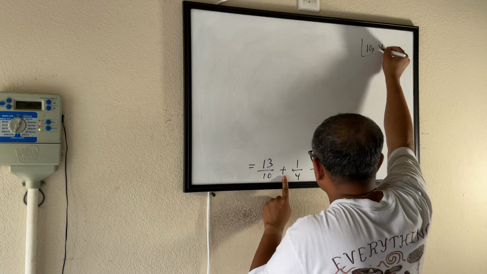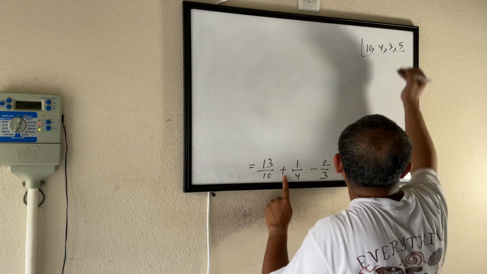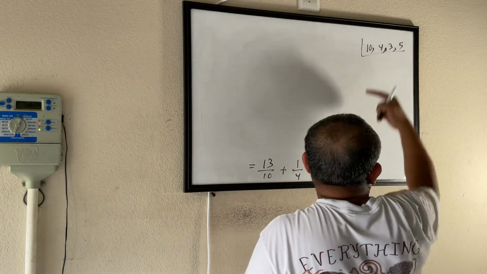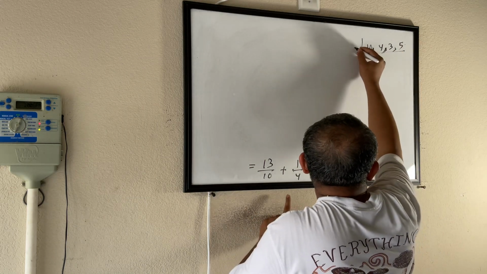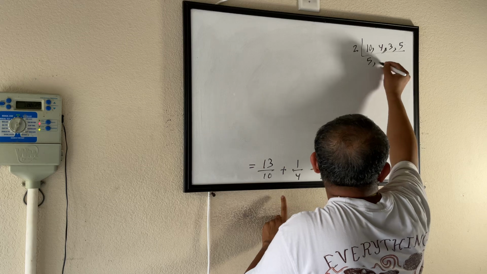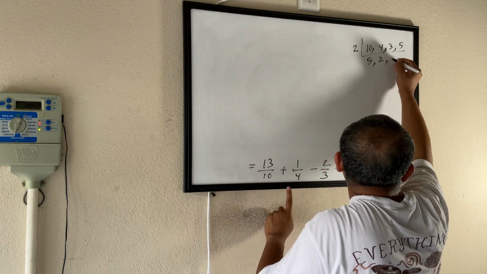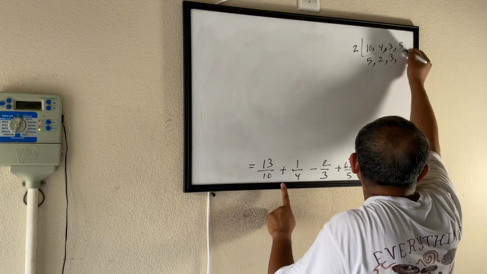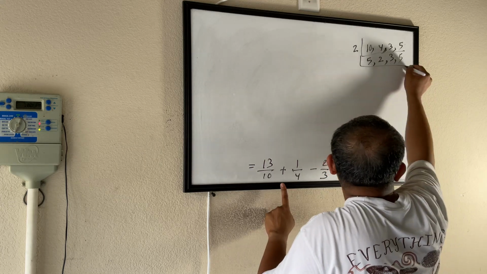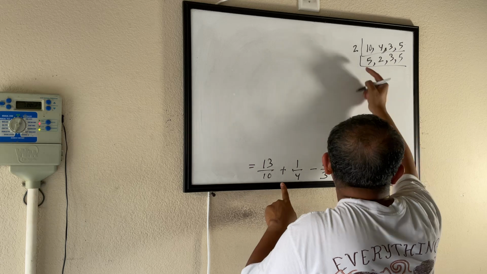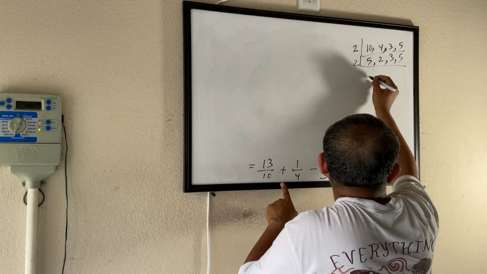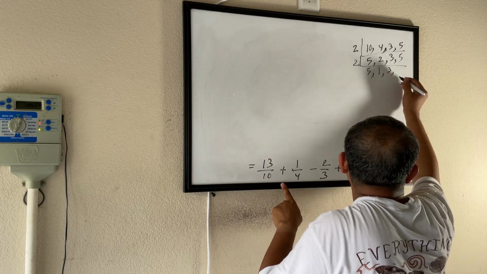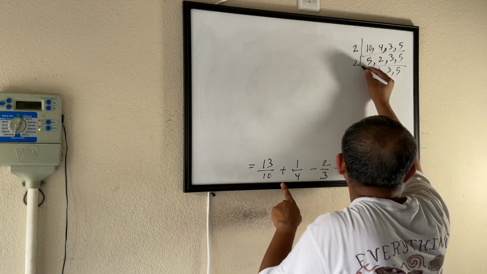10, 4, 3, 5. Okay, let's find some small number which can divide one or more of them. I think 2 I can start with. 2 5s are 10, 2 2s are 4. Then I have a 3. 3 doesn't come in the table of 2, so it remains 3. 5 doesn't come in the table of 2 either. Now the next smallest number is 2 again. 5 remains 5, 2 1s are 2, 3 doesn't come in the table of 2, 5 remains here.